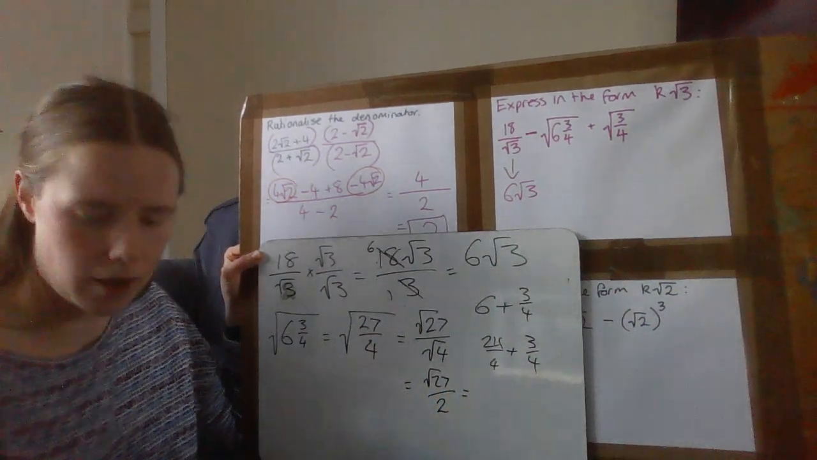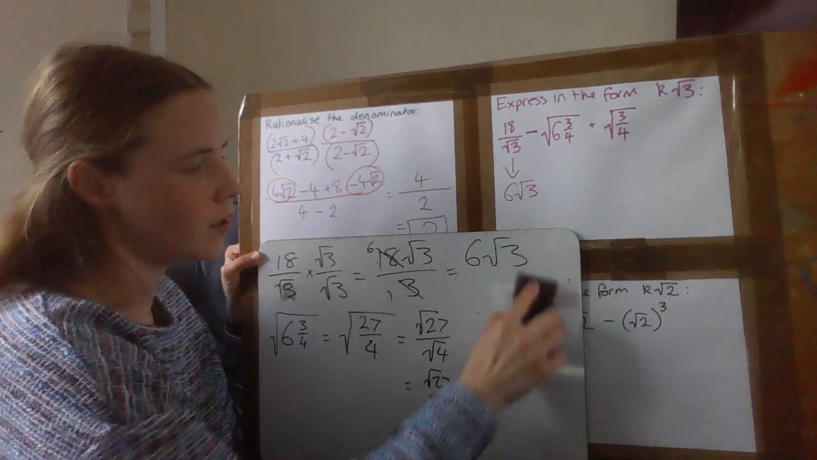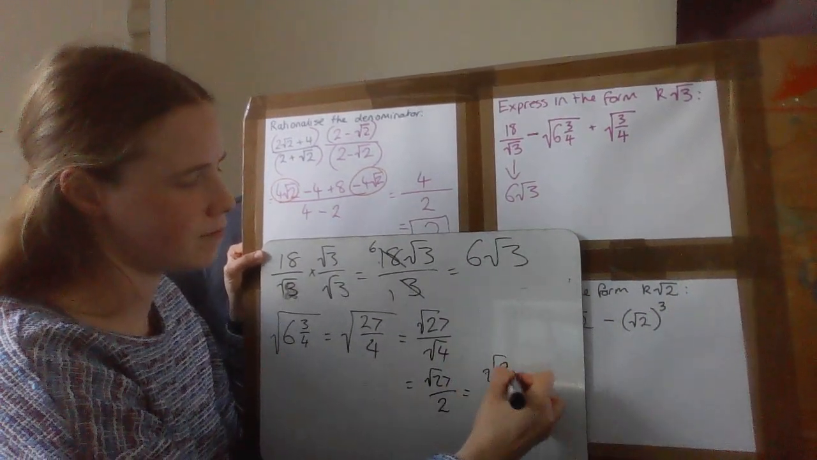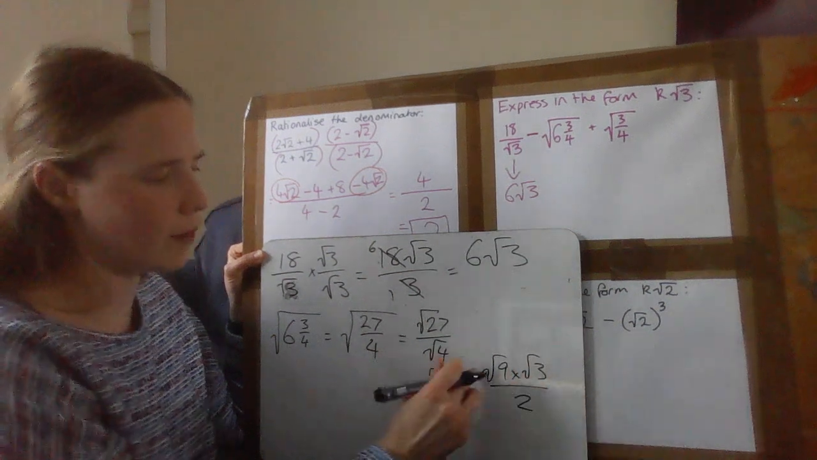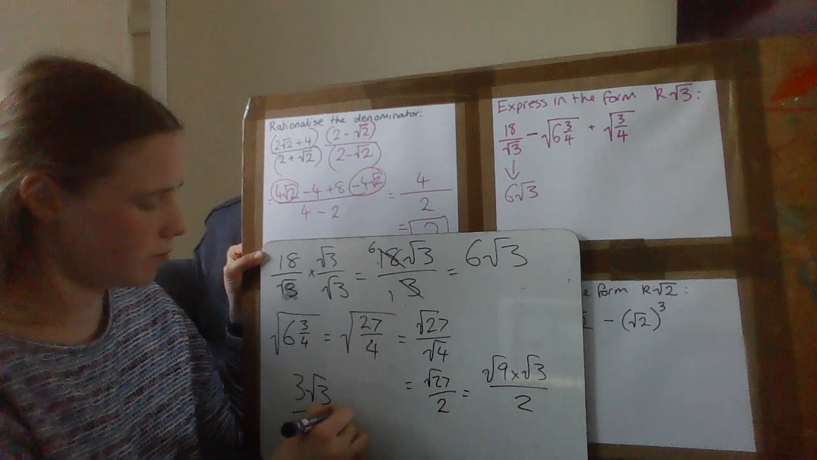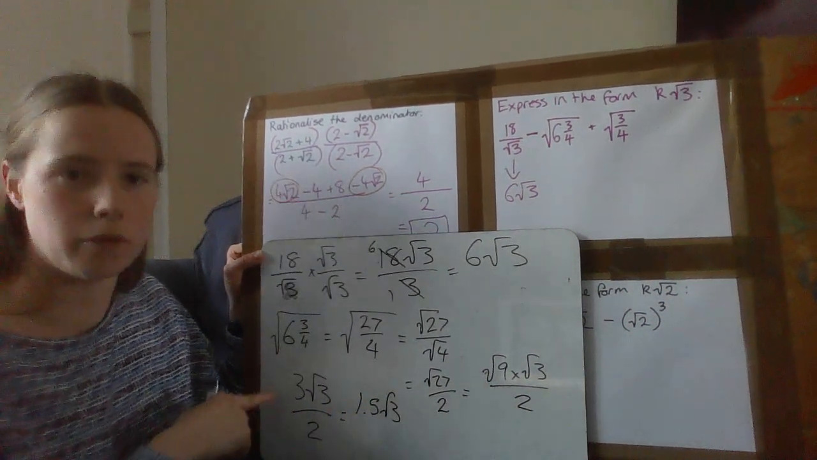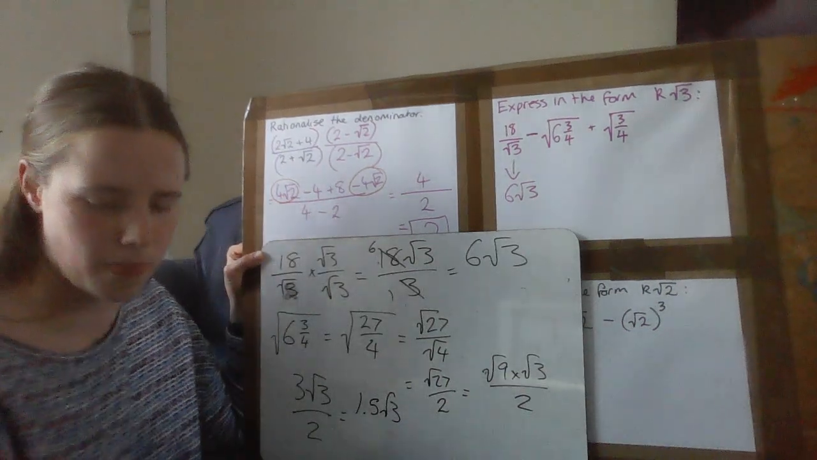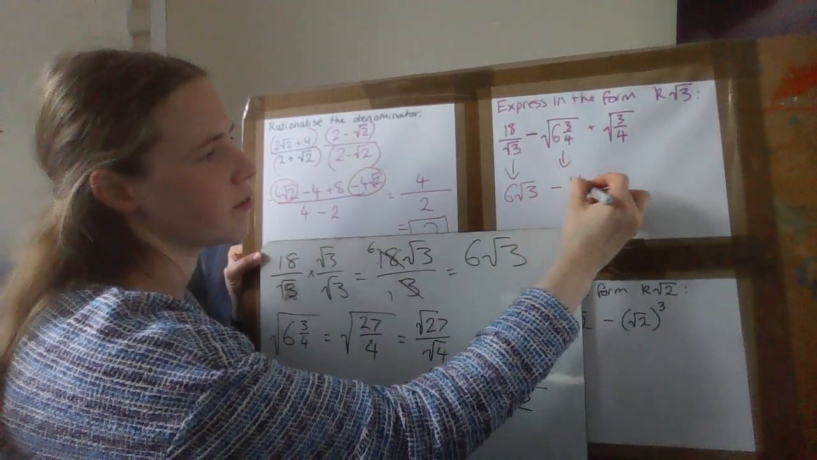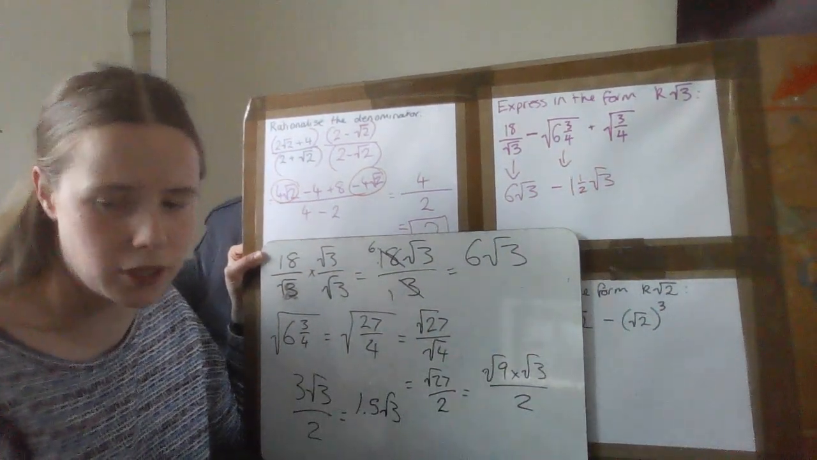And I now want to simplify the root 27. Root 27 is root 9 times root 3. And root 9 is 3. So I've got 3 root 3 over 2, or 1.5 root 3s. Because 3 over 2, 3 halves is 1.5. So my second one comes as 1.5 root 3s. You write it however makes most sense for you.